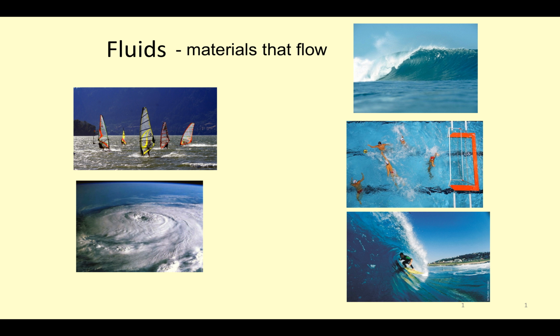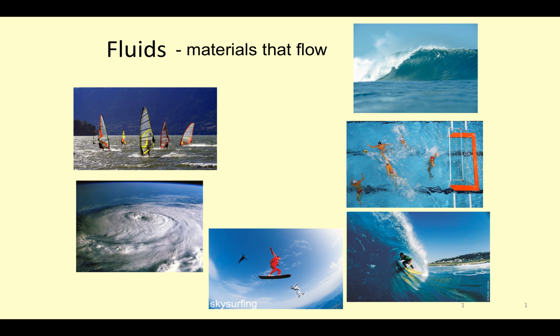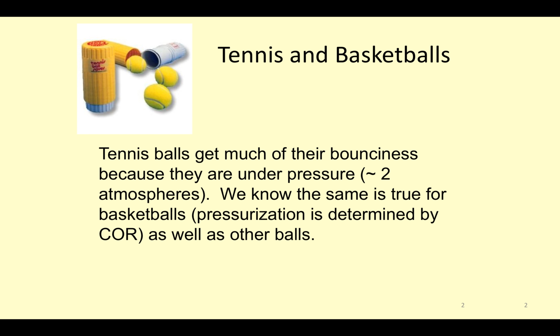We're going to be looking at air mostly, because air is what makes a boomerang work, and air works a lot like a fluid. Tennis balls get much of their bounciness because they're under pressure, 2 atmospheres of pressure. The same is true for basketballs. Pressurization is determined by their coefficient of restitution, which you all did a lab on, as well as other balls.